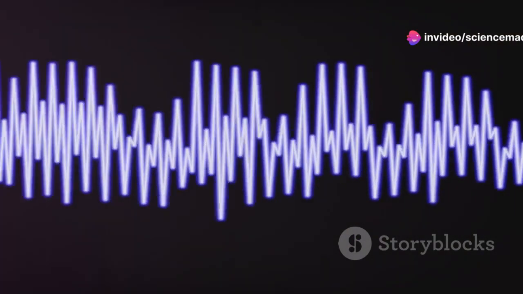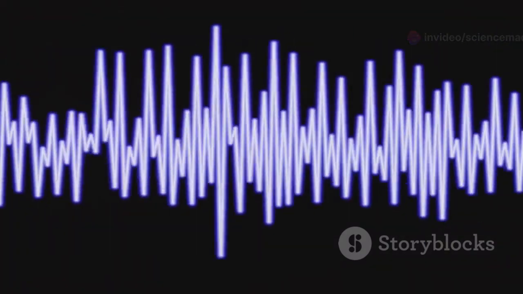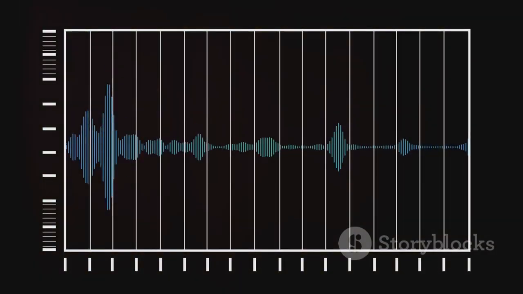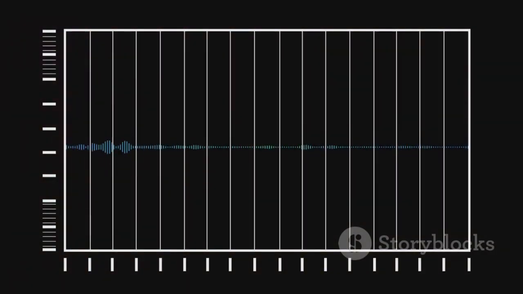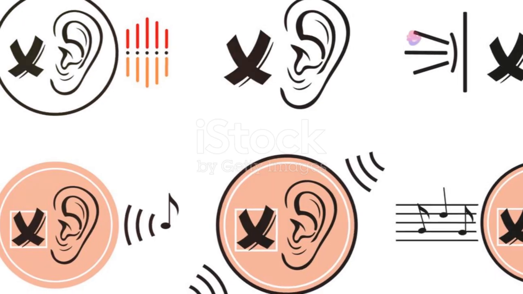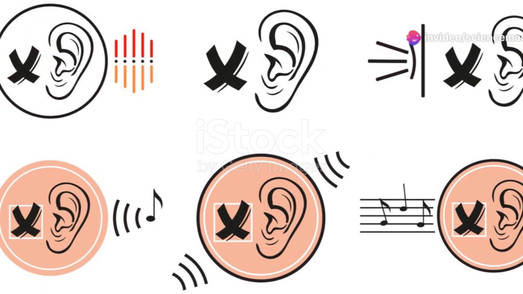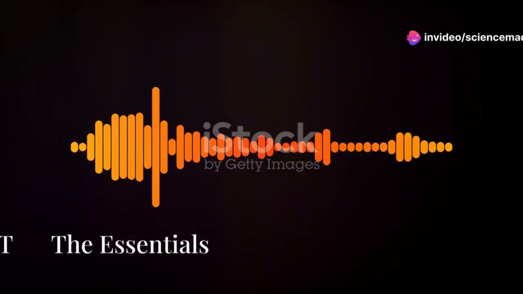They're actually areas of high and low pressure that travel through the air. When these pressure changes reach our ears, they cause our eardrums to vibrate. Our brains then interpret those vibrations as the sounds we hear.